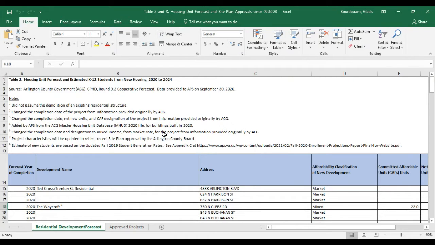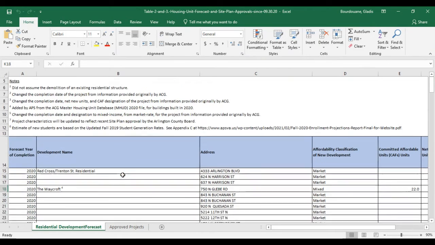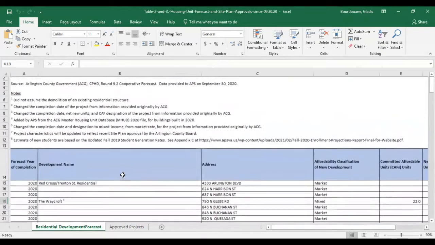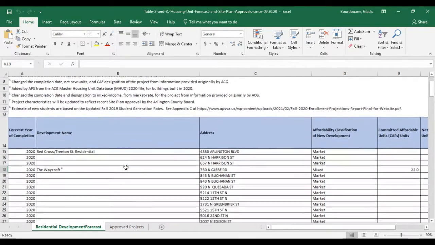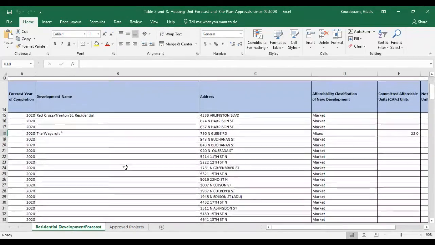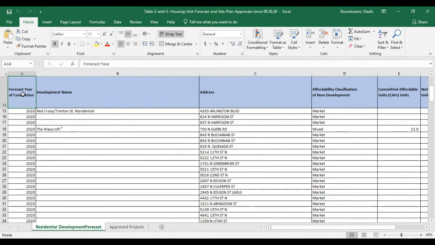Thank you, Gladys. Yes, we can go through the different fields and the different columns, and I'll go briefly over what data they represent. On column A, the forecast year of completion, that is the year at which Arlington County government has estimated that different residential projects will be completed and become habitable.